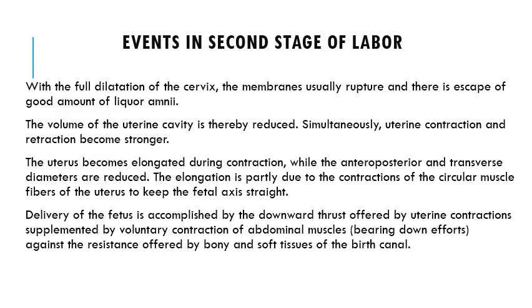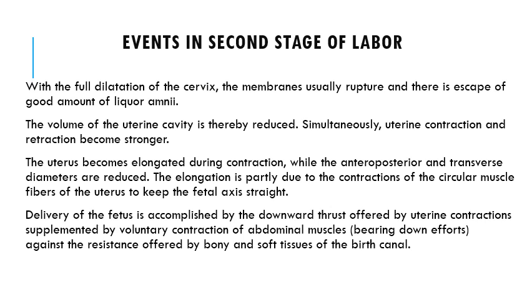Now with the full dilatation of the cervix, the membranes usually rupture and there is escape of a good amount of liquor amnii. This leads to reduction in the volume of the uterine cavity. Simultaneously, uterine contractions and retractions become stronger. The uterus becomes elongated during contraction, while the anteroposterior and transverse diameters are reduced.